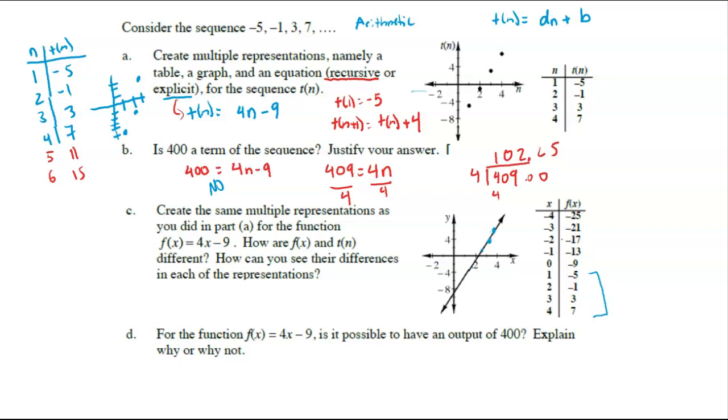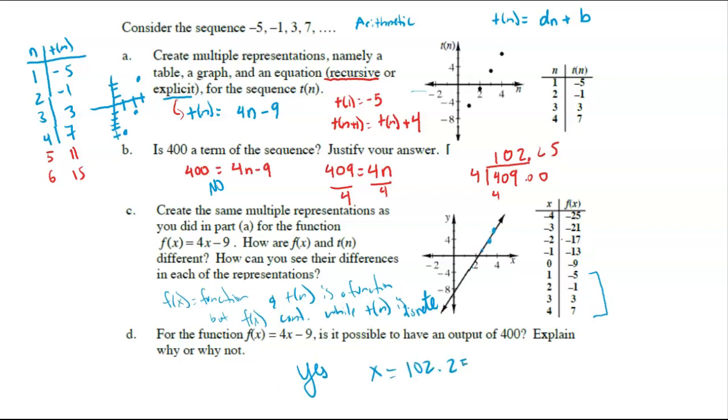So again, the main difference is that f of x is a function and t of n is a function, but f of x is continuous, while t of n is discrete. So for the function f of x is equal to 4x minus 9, is it possible to have an output of 400? Yes, because that means our x is actually 102.25, and I'm not going to go through the whole long division once again.